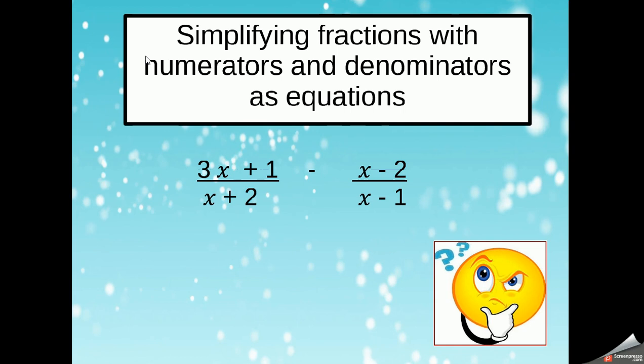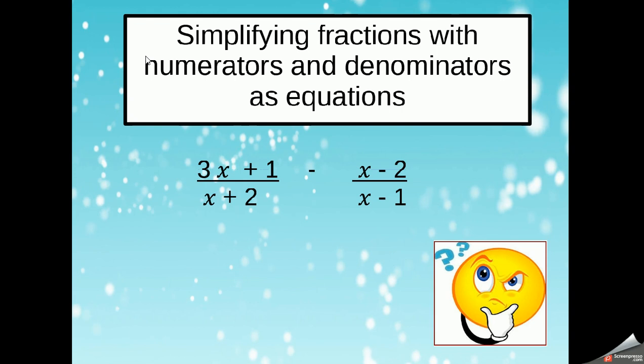Both the numerator and the denominator are equations, or formulas, I should say. On the left, we've got 3x plus 1 over x plus 2. The numerator is 3x plus 1. The denominator is x plus 2. Take away x minus 2 over x minus 1. The numerator is x minus 2. The denominator is x minus 1.